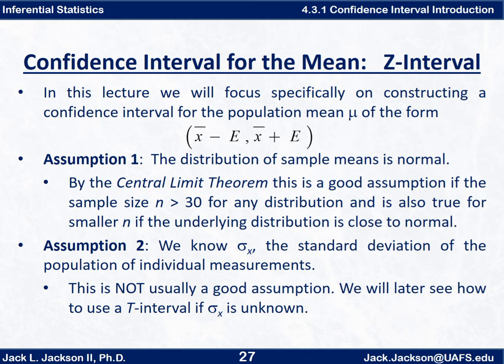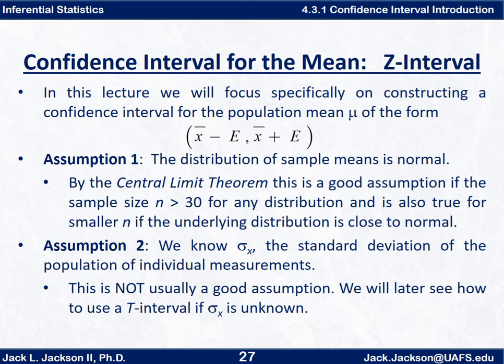This is where the central limit theorem that we studied earlier comes in. By the central limit theorem, if the sample size is at least 30, for any distribution we have, then the distribution of sample means is at least approximately normal. And this assumption 1 is also true for smaller n's than 30 if we know the underlying distribution is somewhat close to normal. And of course, it's exactly true if the underlying distribution of individuals is exactly normal. So assumption number 1 in many cases is actually a good assumption.